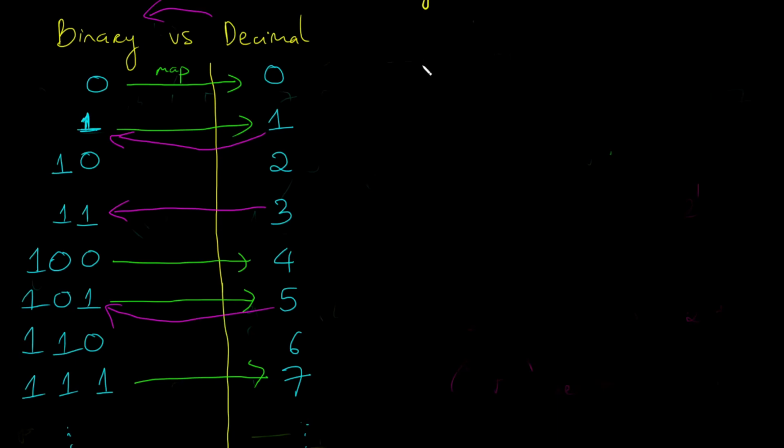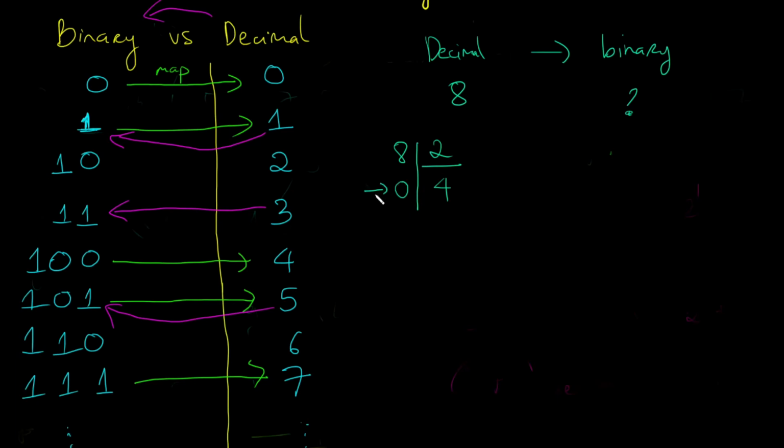Let's say I have a decimal, which is number 8, and then I want to convert it to binary. So how am I going to do it? The first step, we have 8 divided by 2. We always divide by 2. So what do you have? You have 4, right? And 4 times 2 is 8. So that's why the remainder is 0. This is called the remainder.